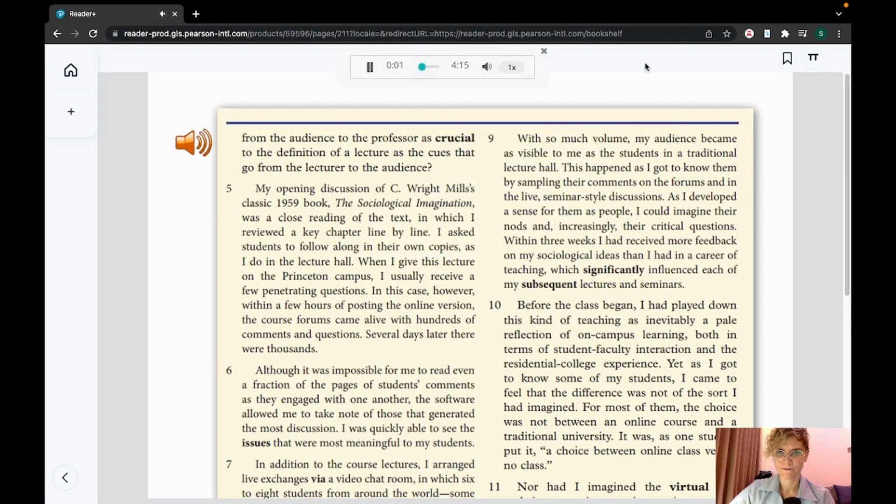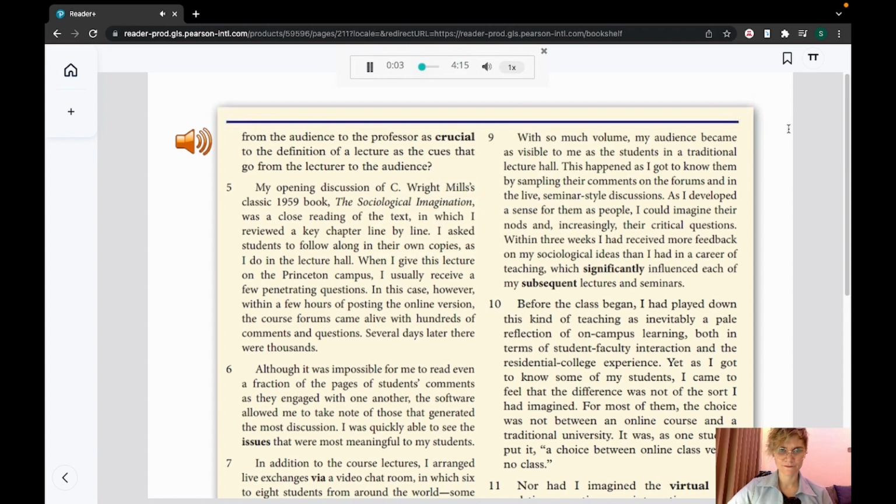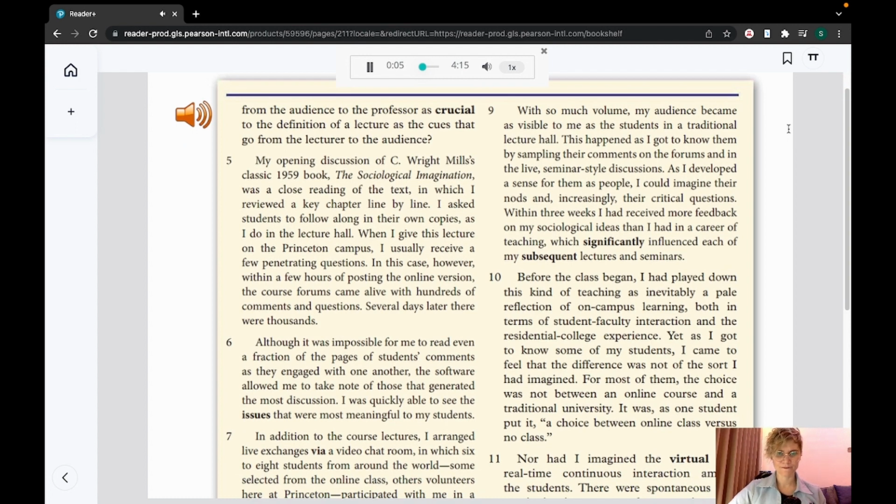My opening discussion of C. Wright Mills's classic 1959 book, The Sociological Imagination, was a close reading of the text, in which I reviewed a key chapter, line by line. I asked students to follow along in their own copies, as I do in the lecture hall.